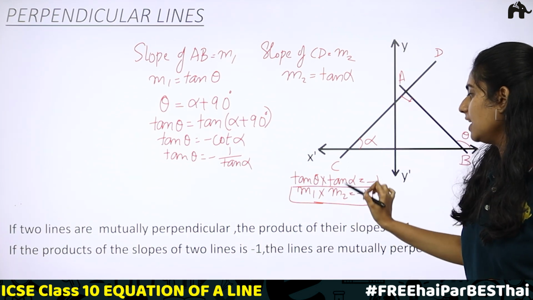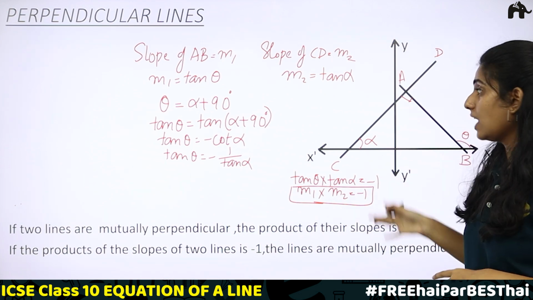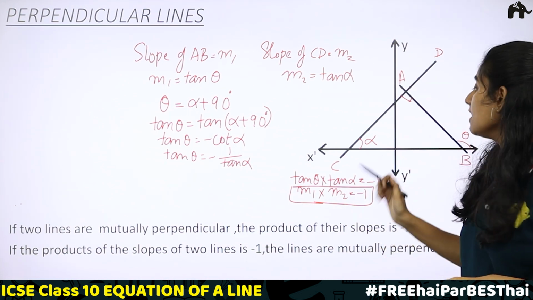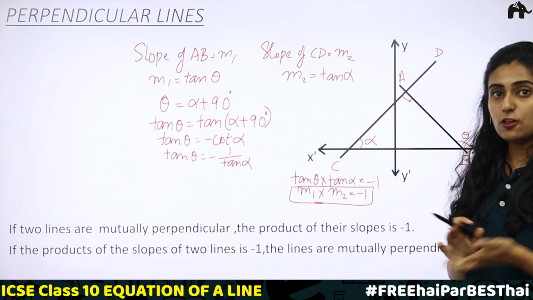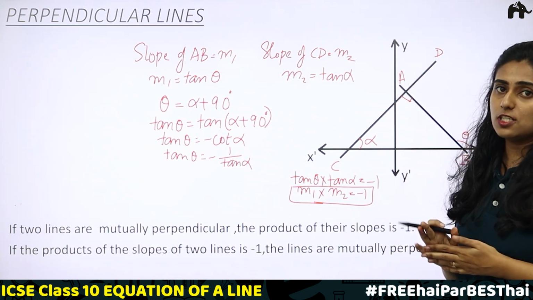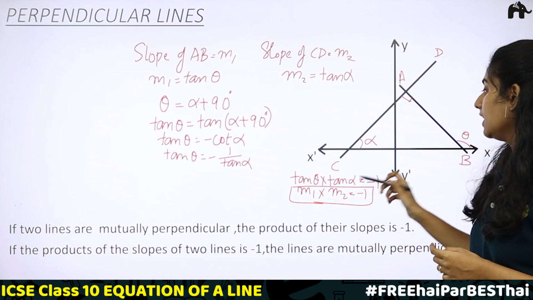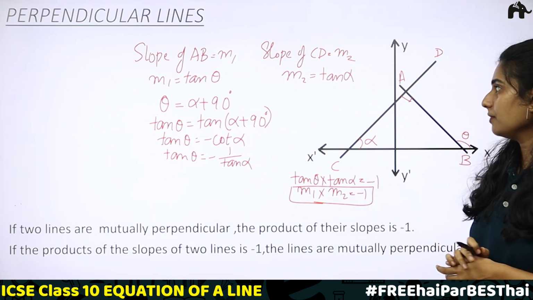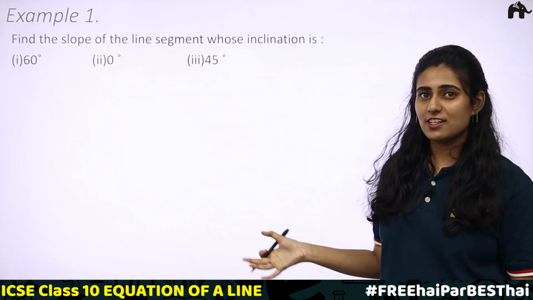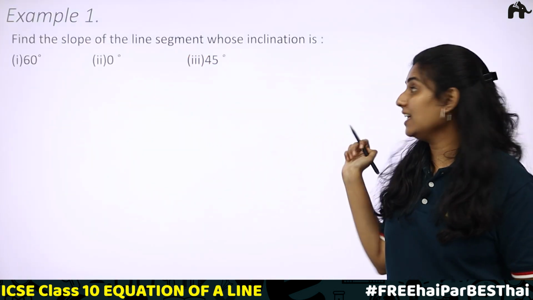Clear? If M1 and M2 are the slopes of two lines which are mutually perpendicular, then M1 into M2 will be equal to minus 1. In case of parallel lines, we got equal slopes, M1 is equal to M2. Here we have M1 into M2 is equal to minus 1. Got it? We have all the concepts in our hands. Now let us take an example.